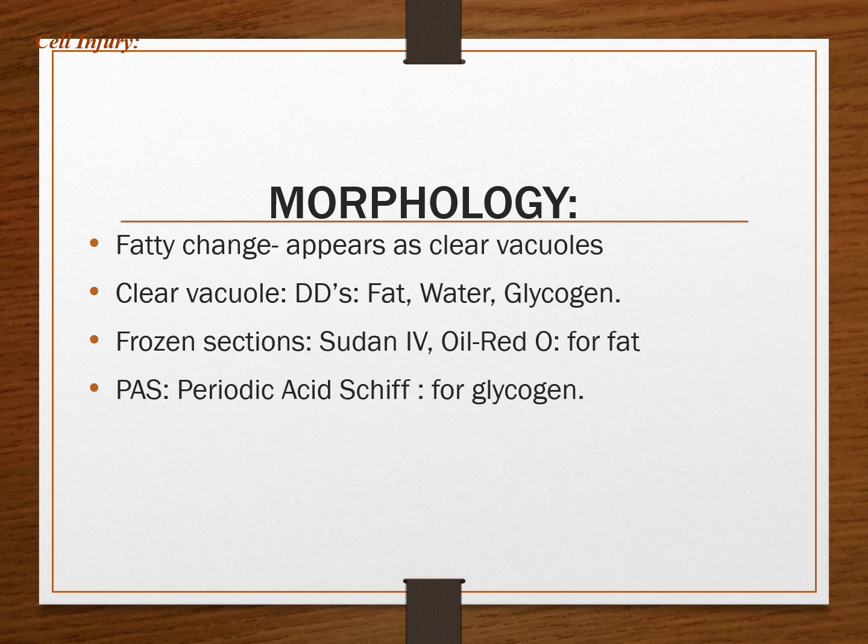Morphology: fatty change appears as clear vacuoles. So, whenever under microscopy you see a clear vacuole, it may be because of fat or water or glycogen. So, frozen sections are used for fat staining. Sudan IV and oil red O are the special stains that are used to stain the fat. And PAS, or periodic acid Schiff, is used to stain glycogen. By doing this staining on the sections, you can clearly demarcate the fat accumulation.